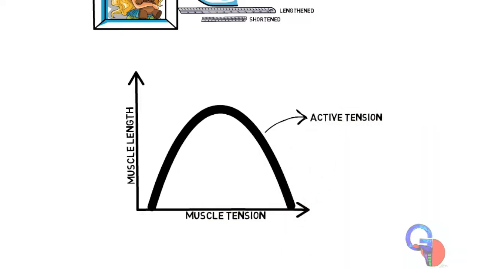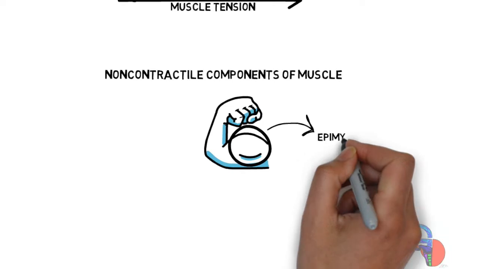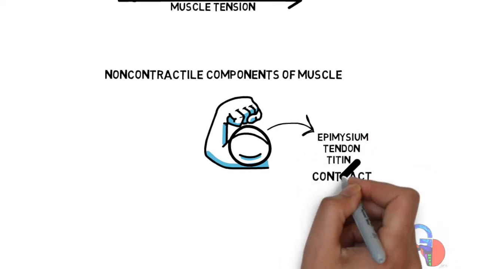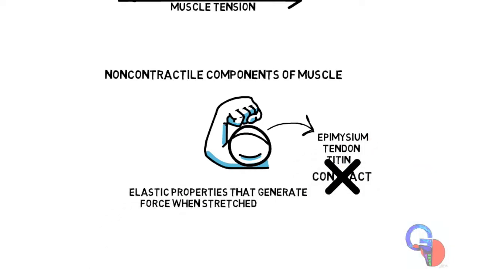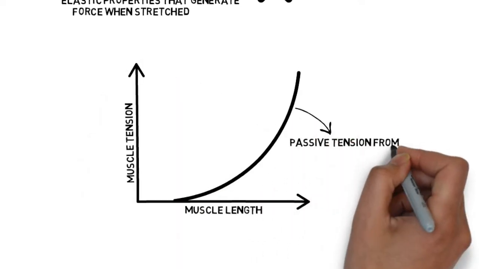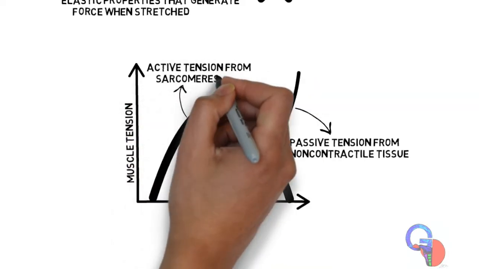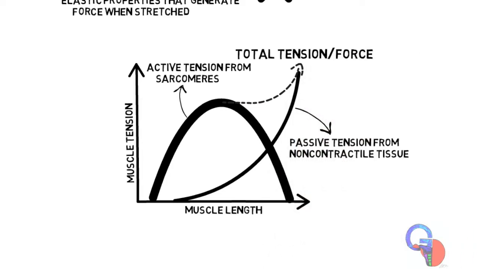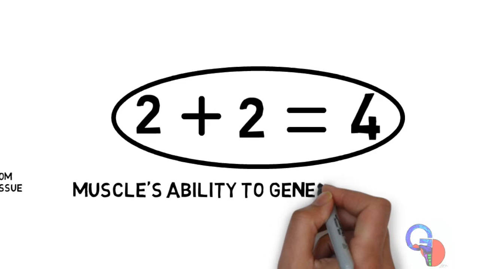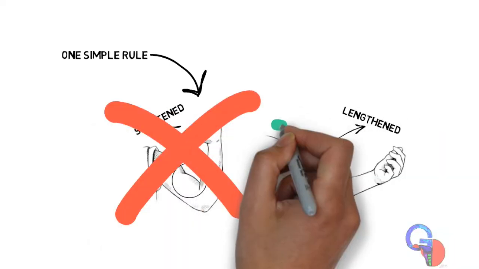graph. The non-contractile components of muscle refer to the structures within the muscle that don't actively contract, but which have elastic properties that can generate passive force when stretched, as shown in this graph. Notice that when you combine these two properties of muscle, the sarcomere and the non-contractile components, the muscle can generate the greatest amount of force in a lengthened position. So if you had to think simply about the muscle's ability to generate force, a simple rule would be that a shortened muscle is not as strong as a lengthened muscle.